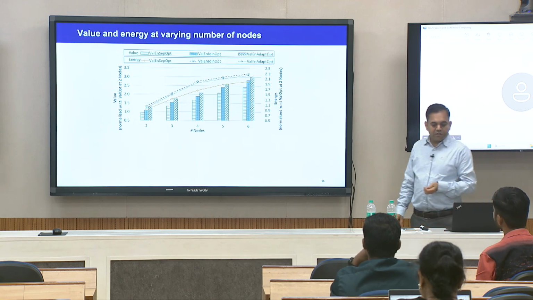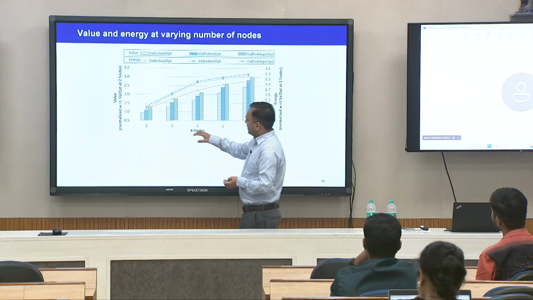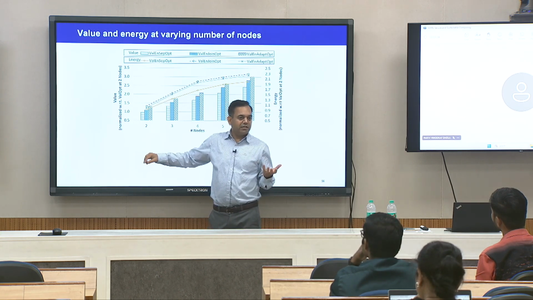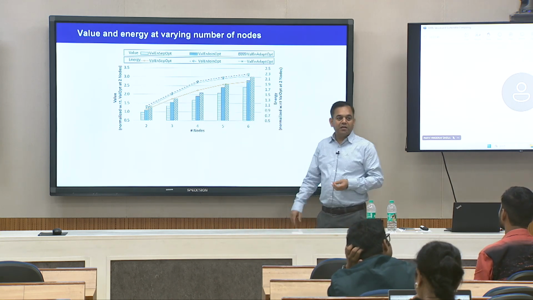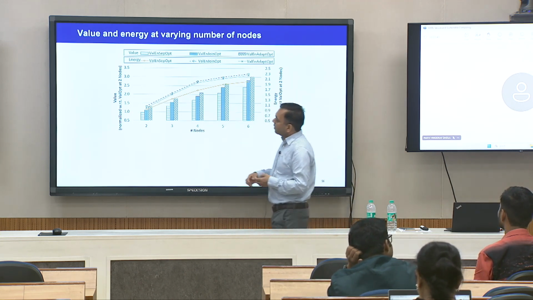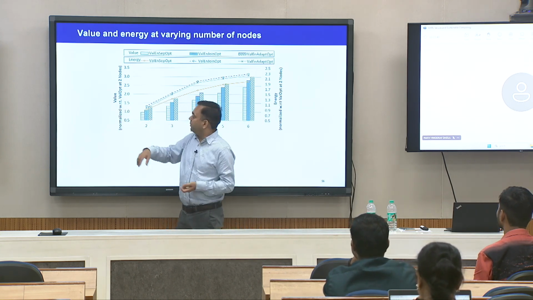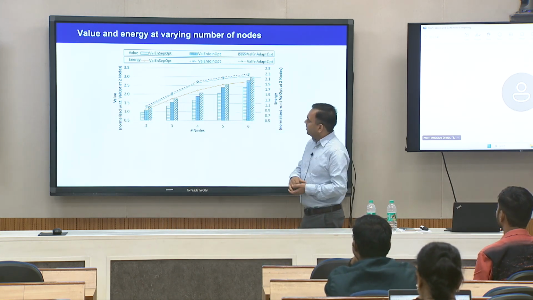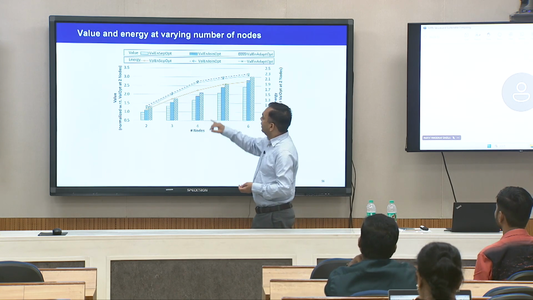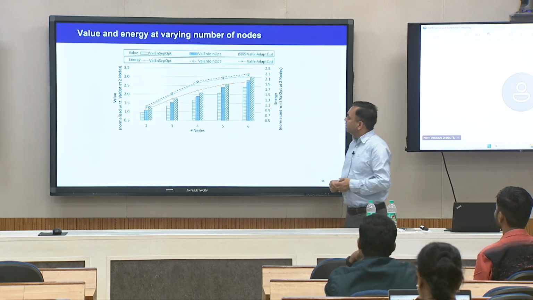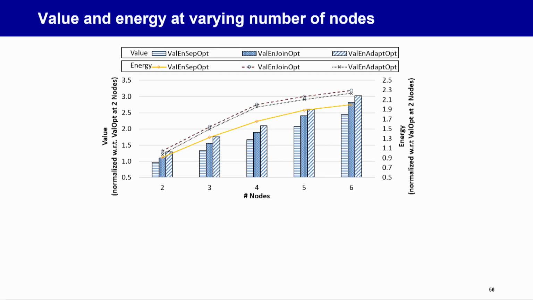And these are some results. Here you can see on the x-axis the number of nodes in a server or in a data center: 2 nodes, 3 nodes, 4 nodes, 5 nodes, 6 nodes. This is like the number of servers. And this is the value, that means money, and this one is the energy. So the bars are basically the value and the lines are the energy. If you look at all these approaches, you will find the adaptive approach, which we name value and energy adaptive optimization.